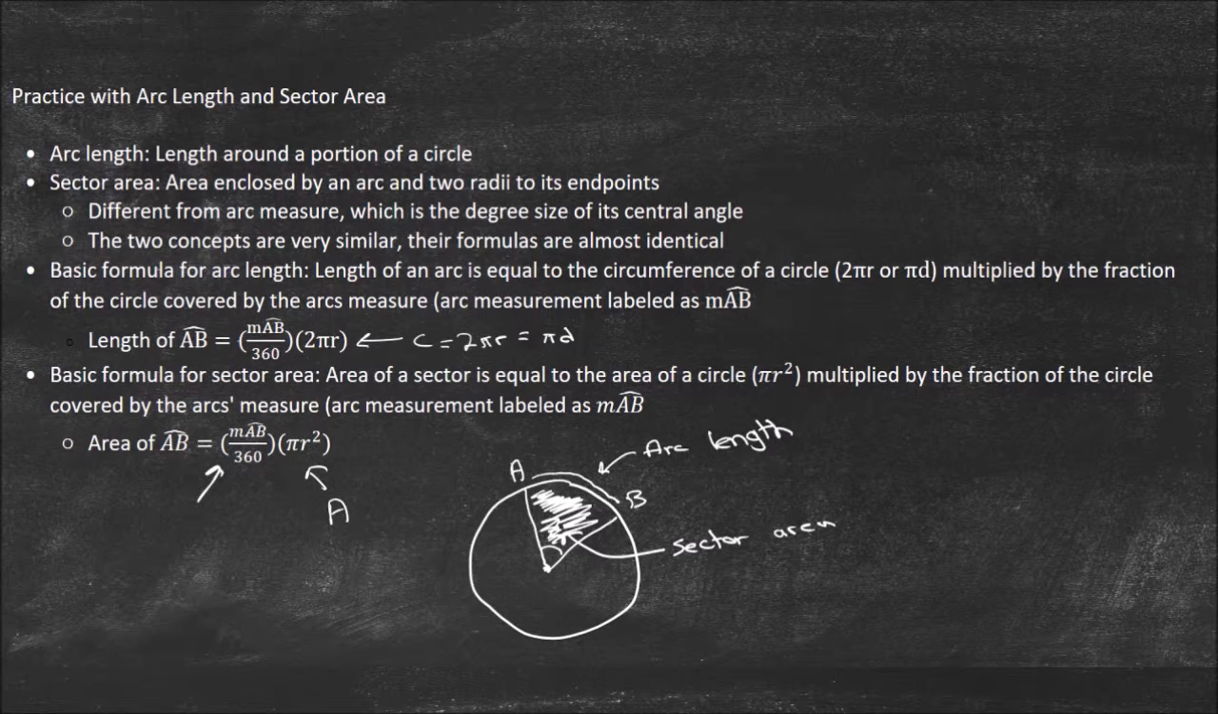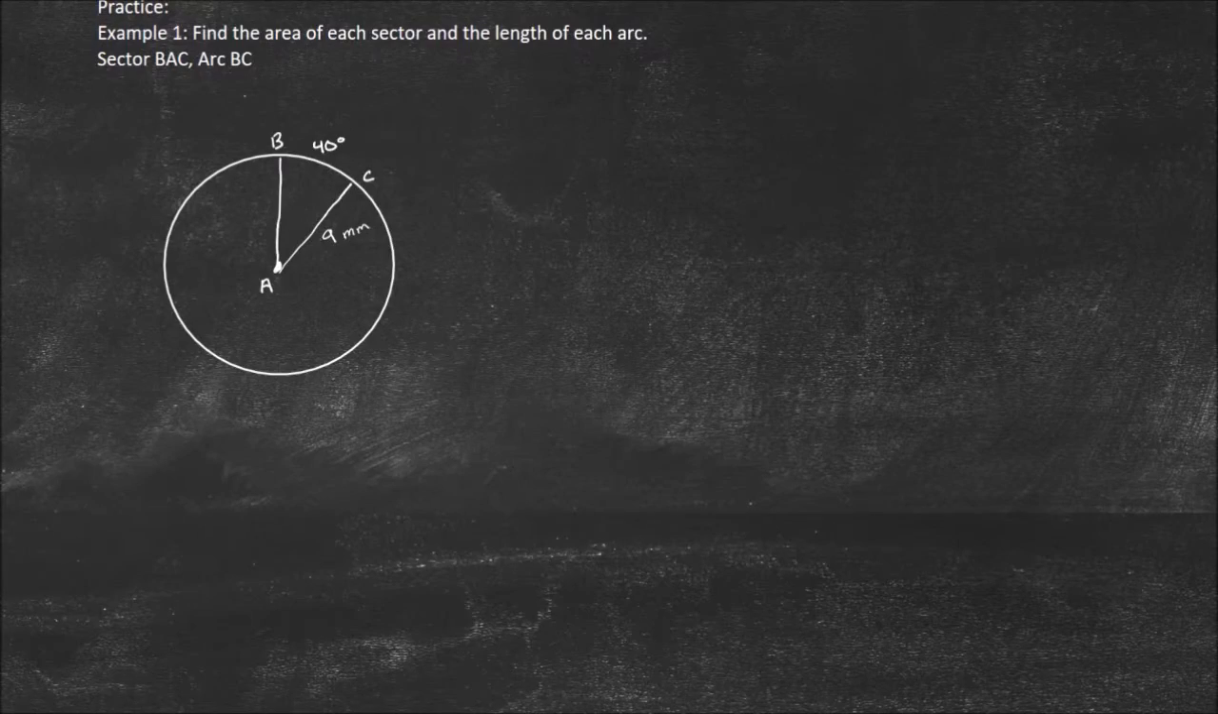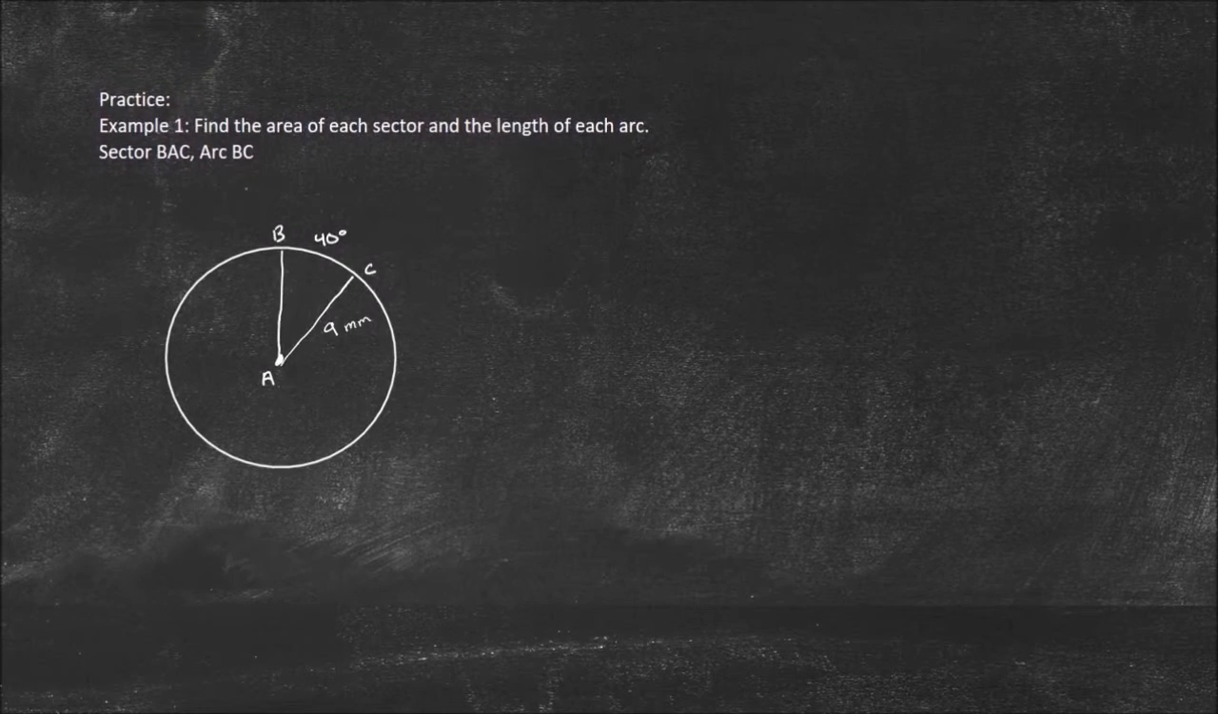Hopefully that makes sense, and now we can get into some practice questions. The first one: find the area of each sector and the length of each arc. Sector BAC and arc BC. I didn't talk about this last video, but with sectors you do want to name the entire sector, so you say BAC, which makes it obvious that you go to point A and then back to C, instead of sector BC, because you need to include that central angle. That was my bad in the last video, but we got it now.